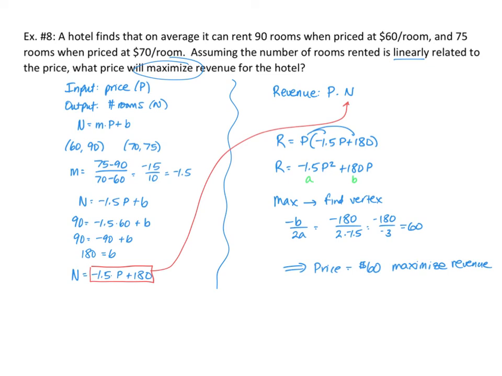If we recap our steps, we start out with a linear relationship between N, number of rooms, and price P, and then using that relationship, we can write our revenue function as price times the number of rooms and make a substitution using our linear formula in order to write a quadratic function for our revenue. The maximum for this quadratic will occur when we find the vertex. Our vertex formula using the opposite of b over 2a can find the input value for our vertex, telling us that a price of $60 will maximize the revenue at this hotel.